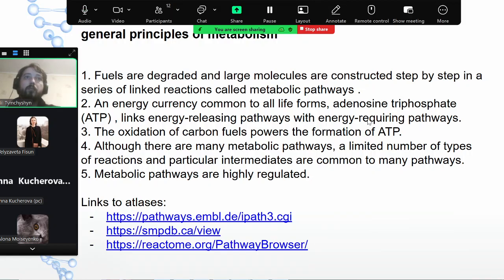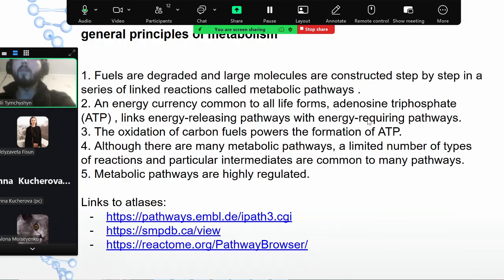I will talk today about glycolysis and next time about Krebs cycle and oxidative phosphorylation, and basically that will be a way when oxidation of carbon fuels will power the formation of ATP. We can do that without oxygen, we will see that today, but of course we prefer to use oxygen because that gives us much more energy. That's much more energetically favorable.